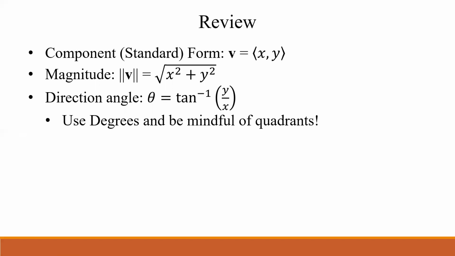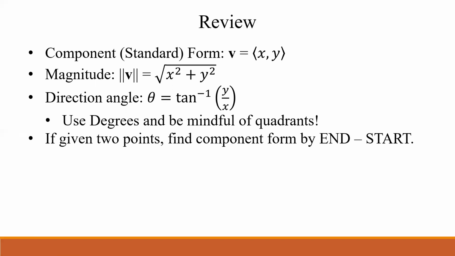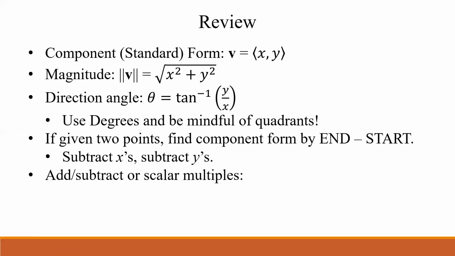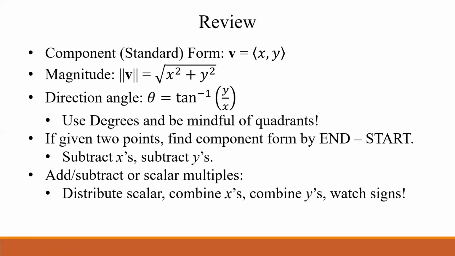And remember that screen we had too, as far as adding 180 or 360 if you have to, depending on what quadrant we're in. If you're given only 2 points of a vector, make sure you can find the component form by doing end minus start. Again, subtract, watch your signs. And then finally, if you're adding or subtracting or scalar multiples, remember you're going to distribute that scalar first, and then you'll combine your x's, combine your y's, and watch signs, as we always say. Okay?